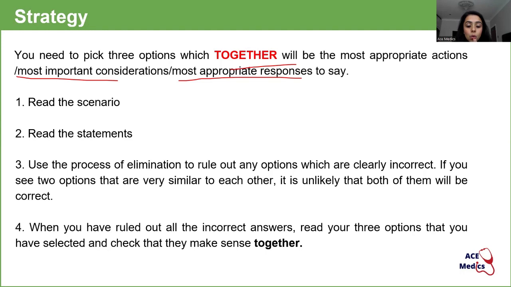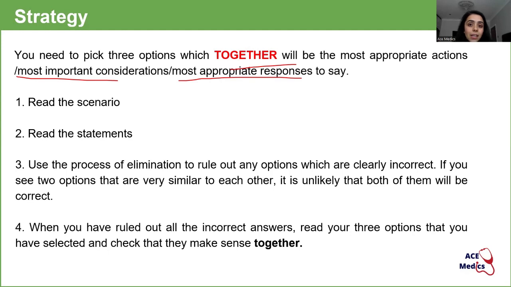Each question in the professional dilemma section has a main issue that you need to tackle. That main issue could relate to professionalism, integrity, confidentiality, teamwork, or a struggling colleague. There is always something at the root of the issue, and you need to select the 3 options which together tackle that issue.